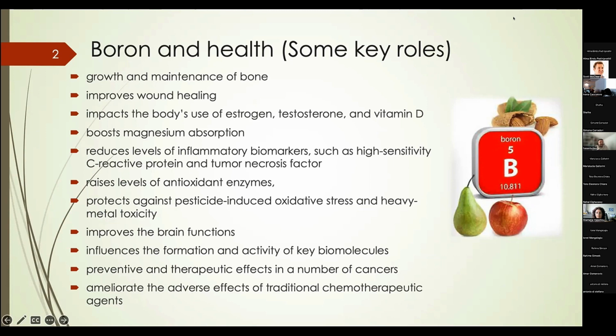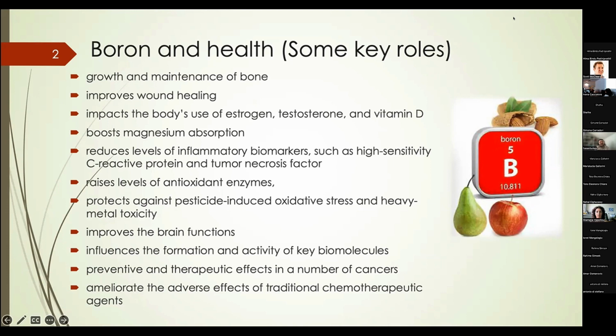It is known that boron compounds boost magnesium absorption and mimic calcium physiology in bone. Boron reduces the levels of inflammatory biomarkers such as high-sensitivity C-reactive protein and TNF-alpha, tumor necrosis factor alpha. Boron also raises the levels of antioxidant enzymes such as superoxide dismutase, catalase, and glutathione peroxidase, as well as supporting the antioxidant capacity of human tissues, strengthening antioxidant defense mechanisms, and protecting against pesticide and contaminant-induced oxidative stress and heavy metal toxicity.